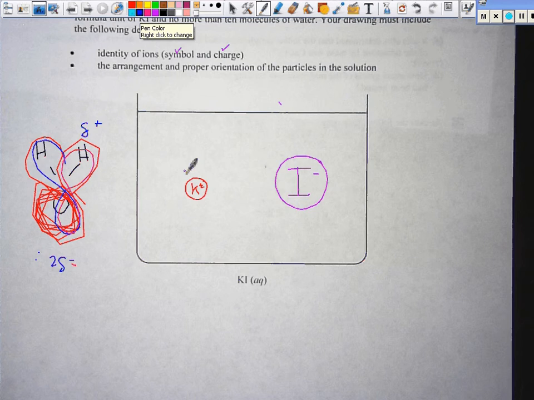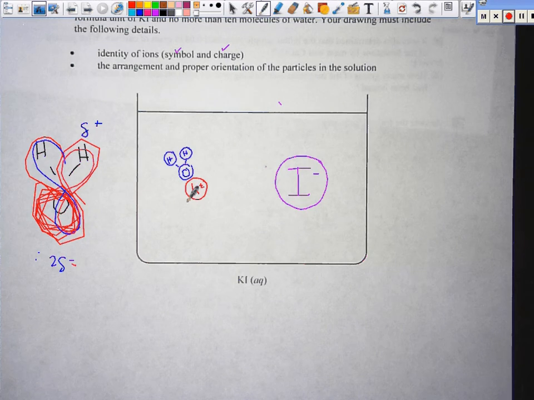Now, you can do this. I mean, I think it's stupid to have to draw the little bubbles anyways. But personally, this is exactly how I would do it. And I might even potentially go as far as doing this. I would say that oxygen is two partial negatives and the hydrogen is a partial positive. That way they know what the heck you're talking about.